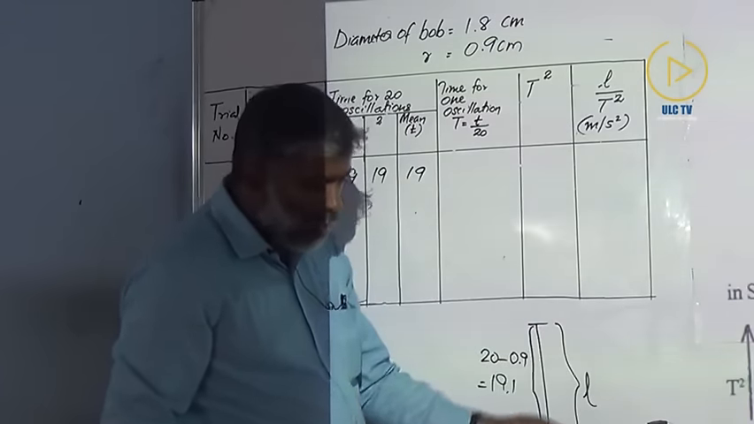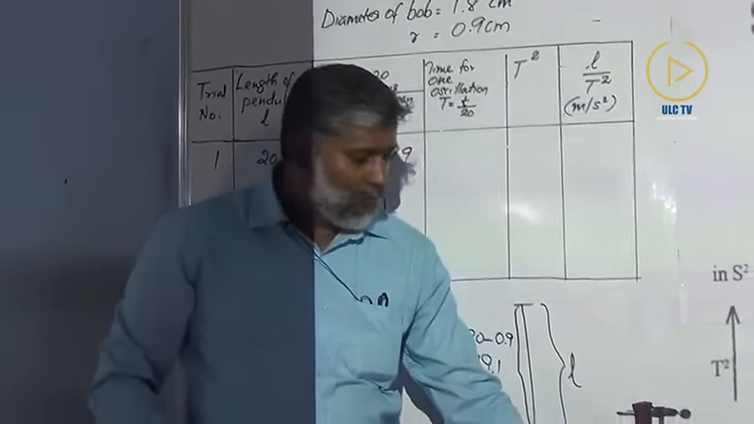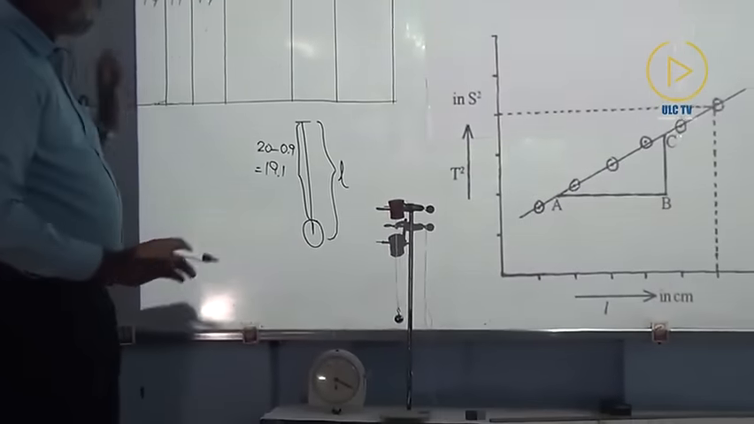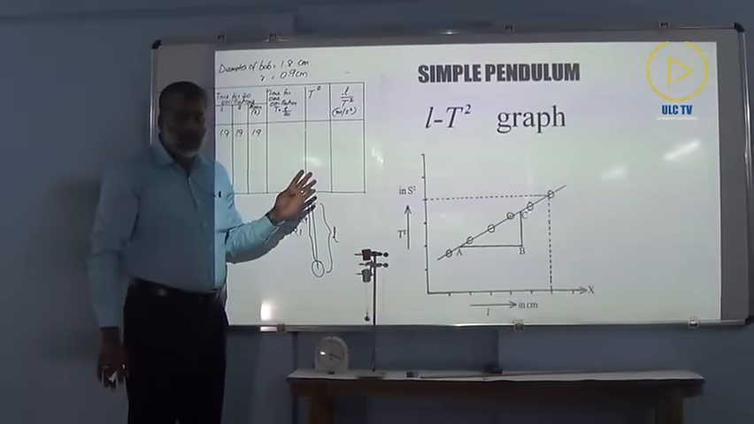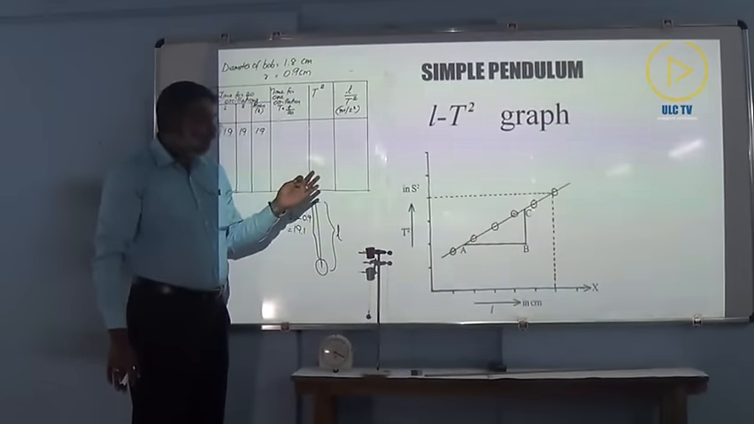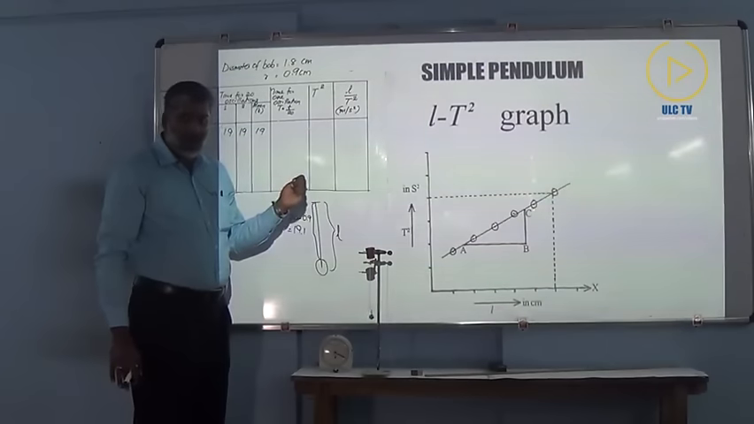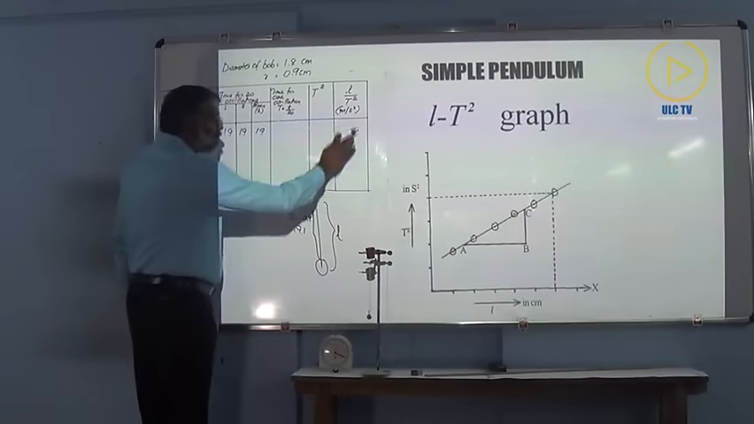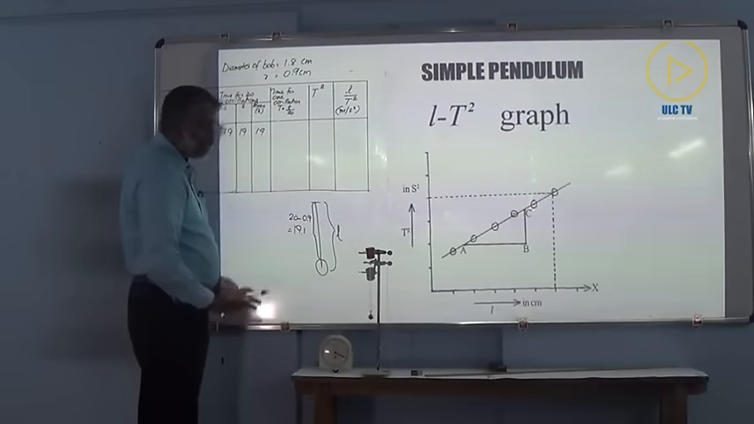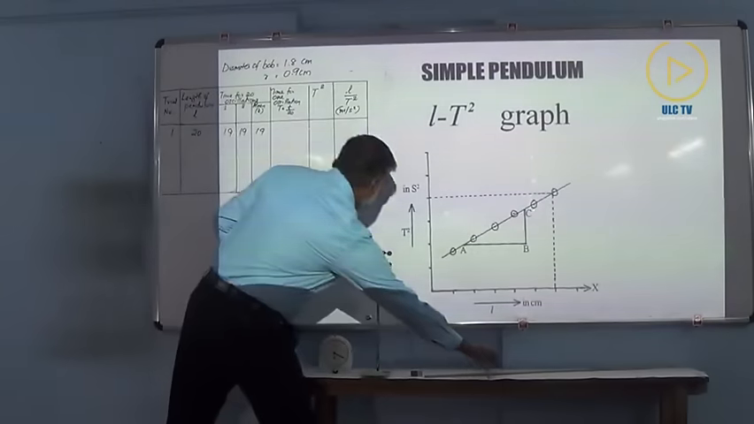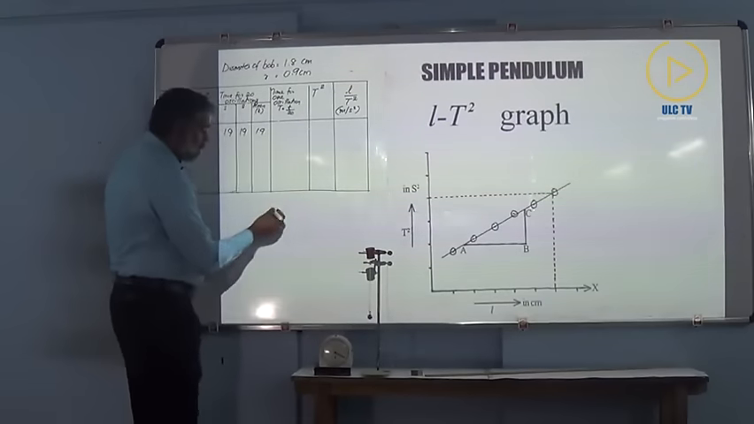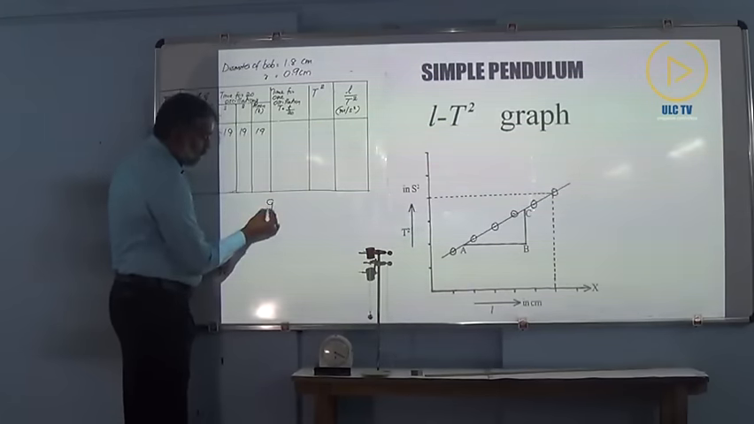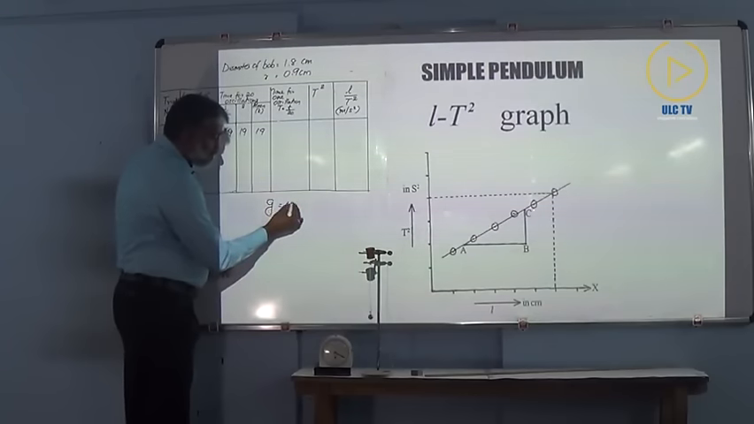In the next trial, the length must be made 40 centimeter and the experiment can be performed in a similar way. Then 5 trials should be taken. First length 20, 40, 60, 80 and 100. Then we take the mean value of L by t square. Then acceleration due to gravity can be calculated using the equation g is equal to 4 pi square into L by t square.